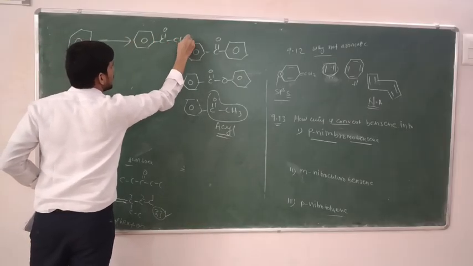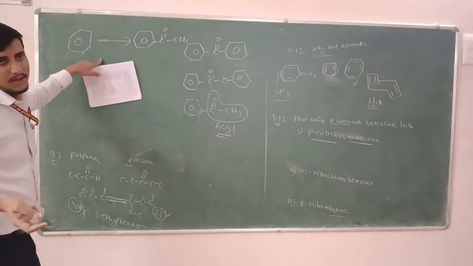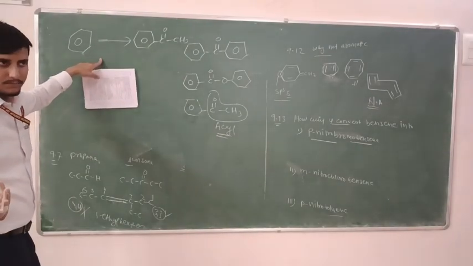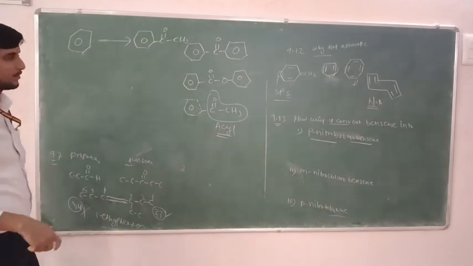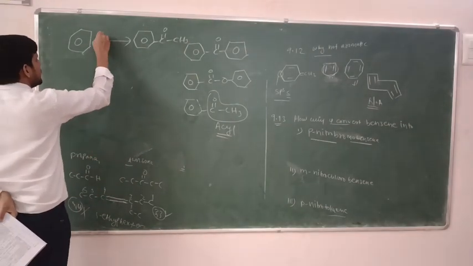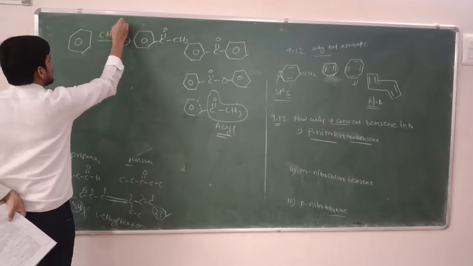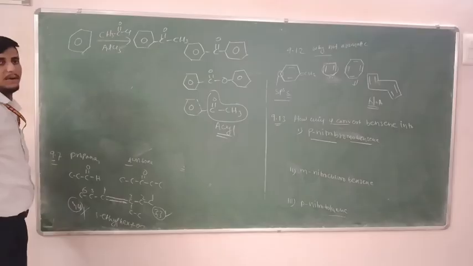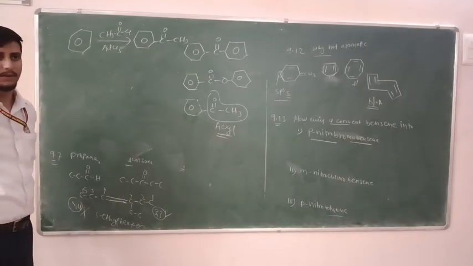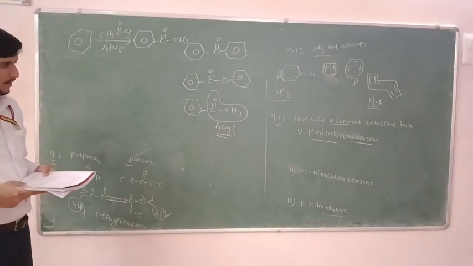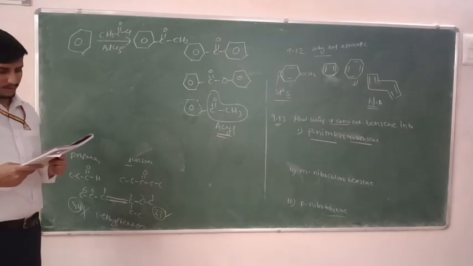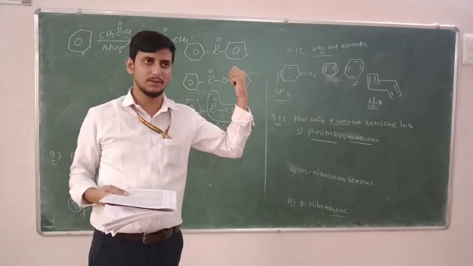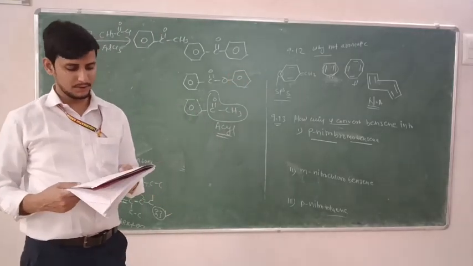Friedel-Crafts acylation. Means what is the reagent? You can take acetic anhydride or acetyl chloride, anyone. Means CH3COCl, AlCl3. Directly in one step this product forms, right? What did he ask? Acetophenone, no? Acetophenone you can form directly. Understood, everyone?